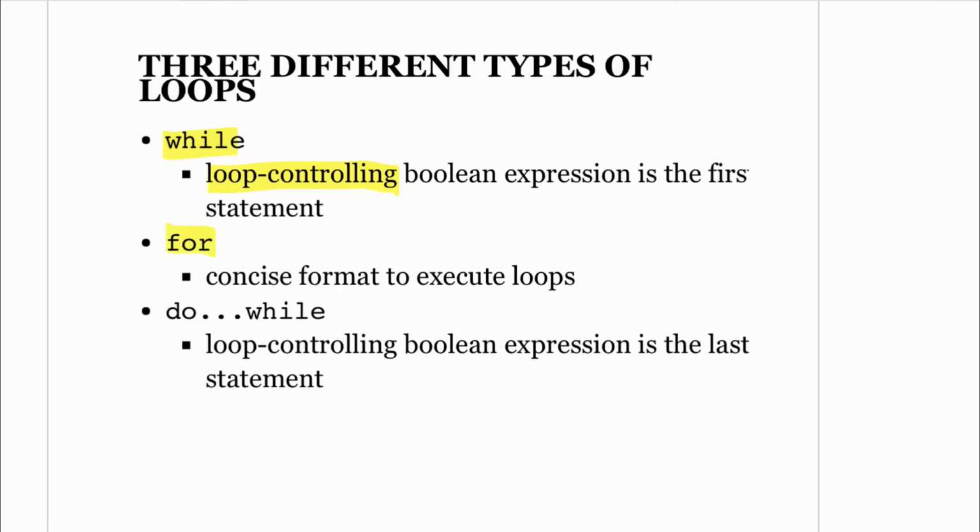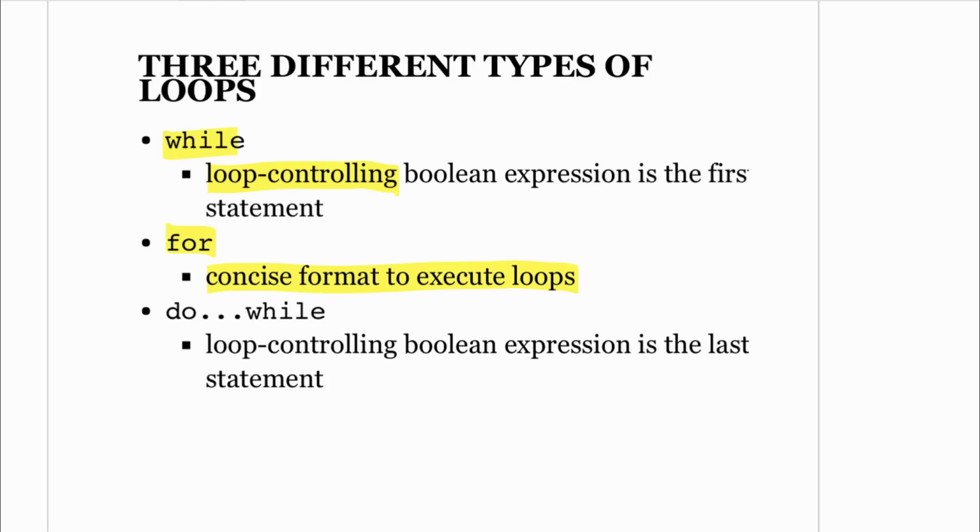The second type of loop you're going to be working with is a for loop, and a for loop is used whenever you have the exact number of times that you know you want the loop to run. So right here it says it's a concise format to execute loops. So if you know how many times you want your program to run, you can use a for loop.